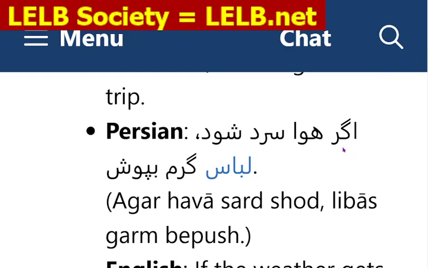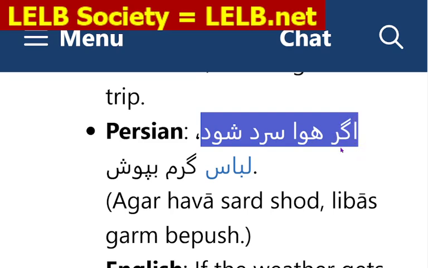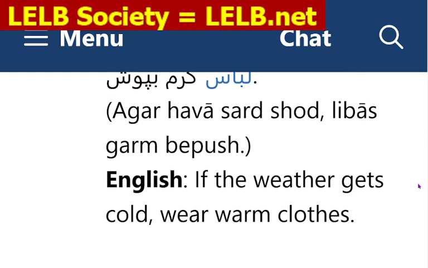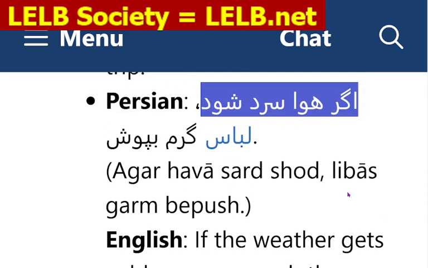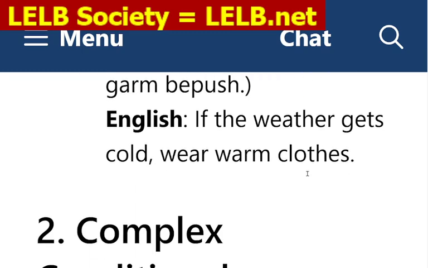Another example, اگر هوا سرد شود لباس گرم بپوش. جمله امری or imperative. اگر هوا سرد شود is the dependent clause, and this is the independent clause. You know, in conditional sentences we have two clauses, and this is not different in Farsi, exactly like English. So if the weather gets cold, wear warm clothes. Okay, جمله امری or imperative, لباس گرم بپوش.